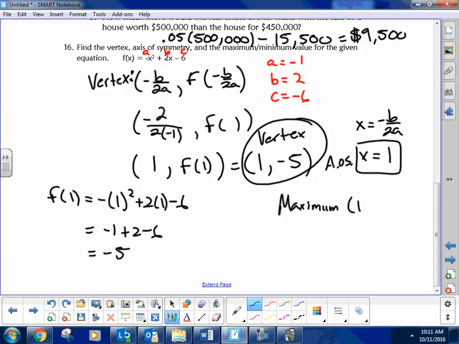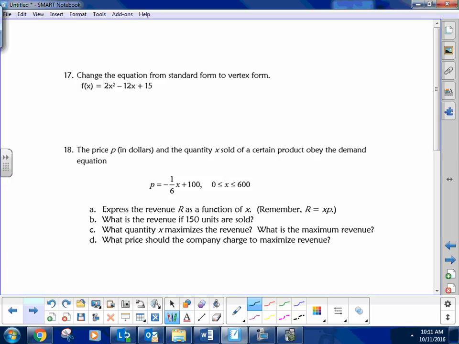So the maximum is going to be guaranteed 1, -5. All right, let's move forward. Okay, so change the equation from standard form to vertex form. Now this is going to involve us completing the square. The first thing you've got to do, I'll do both methods. I'll use the box method and also the other method as well.